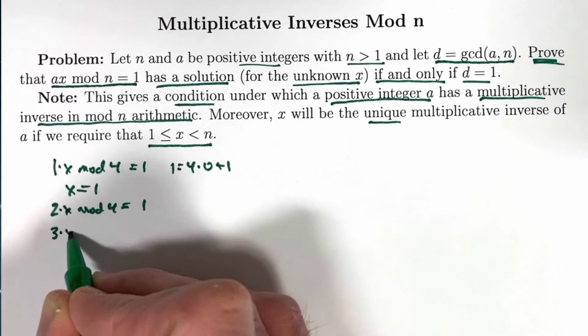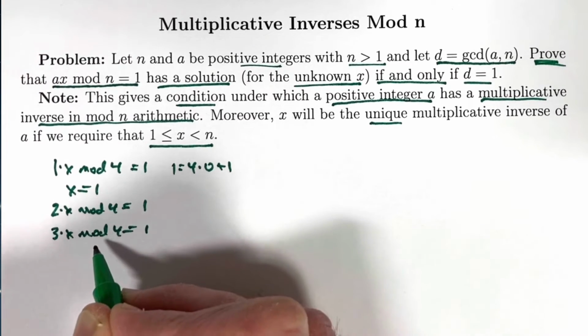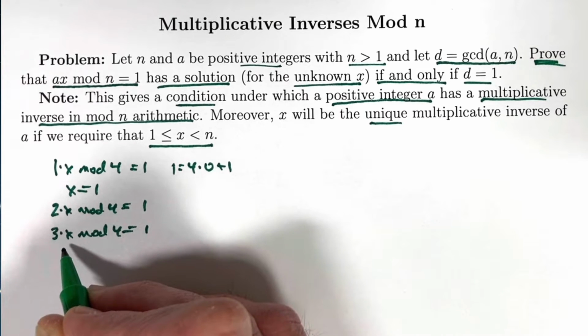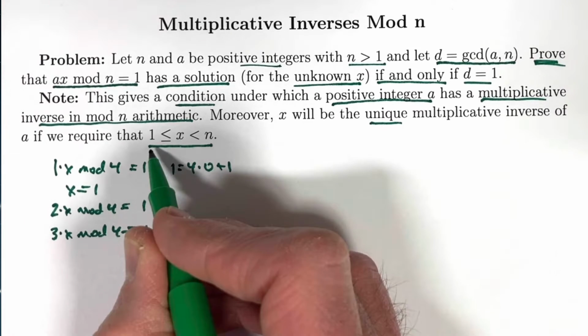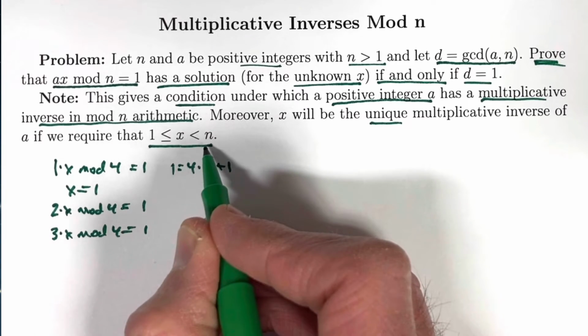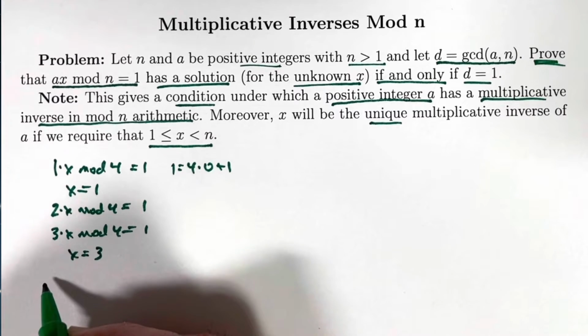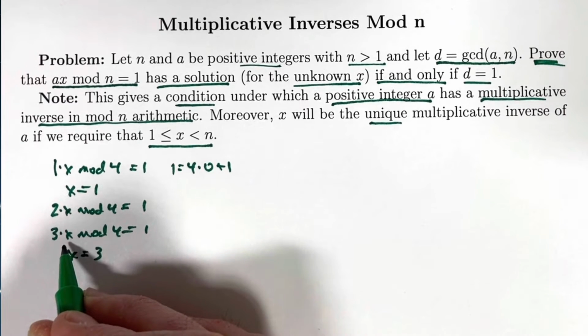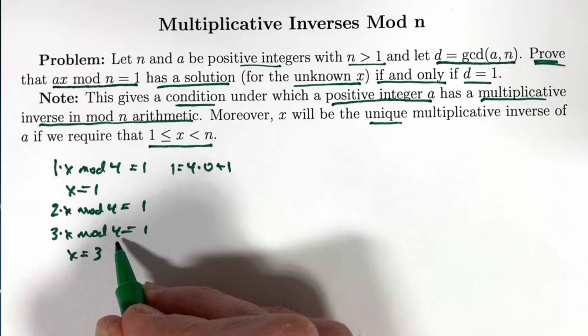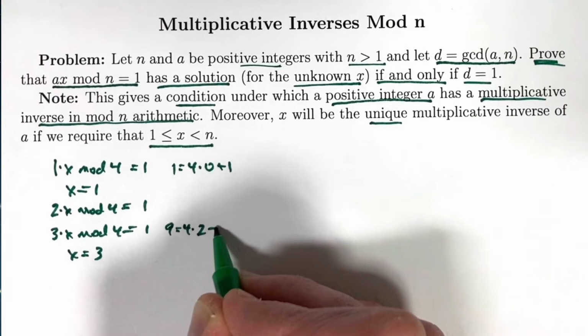How about 3 times x mod 4 equaling 1? 3 and 4 are relatively prime. There should be a solution to this. If you think about it, and if you want x to be between 1 and 4, possibly equal to 1 and not equal to 4, you'll see that x equals 3 fits the bill. 3 times 3 is 9. 9 divided by 4 has a remainder of 1, because 9 equals 4 times 2 plus 1.